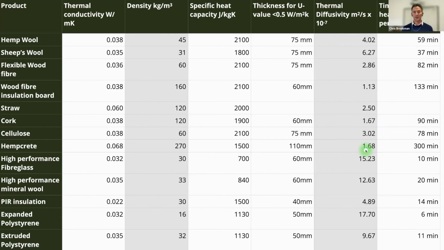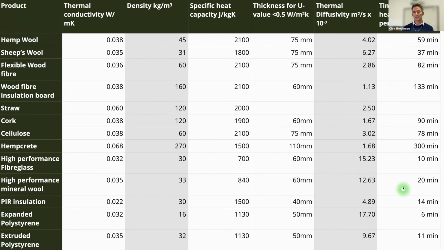Even though the hempcrete is very, very dense and very thermally massive, actually the diffusivity is a little bit higher than it would be with a typical wood fiber board. Looking at your synthetic materials, they've got very, very high diffusivity, so heat absolutely flies through them, particularly expanded polystyrene. If we then turn that into something that's hopefully a bit more meaningful, that's the time taken for those heat changes to penetrate through into the room.